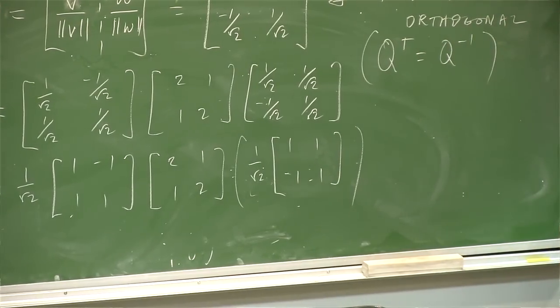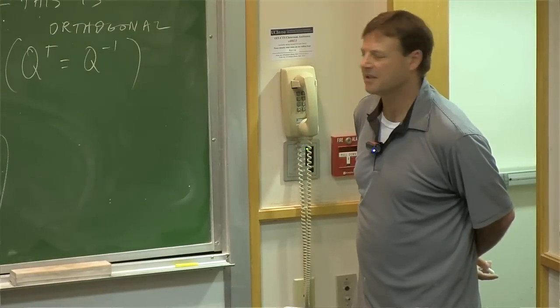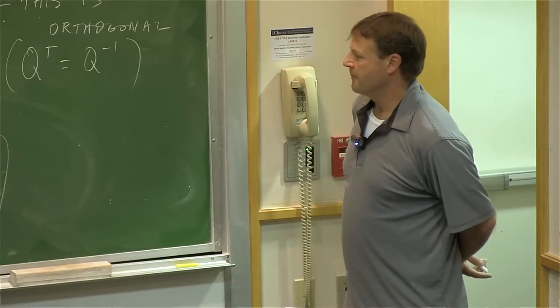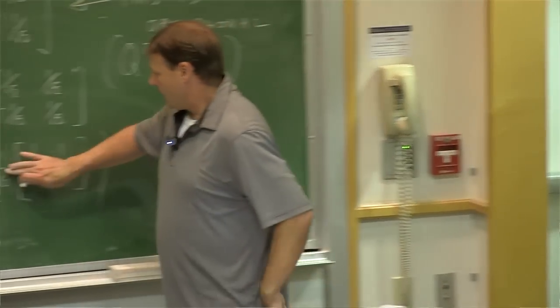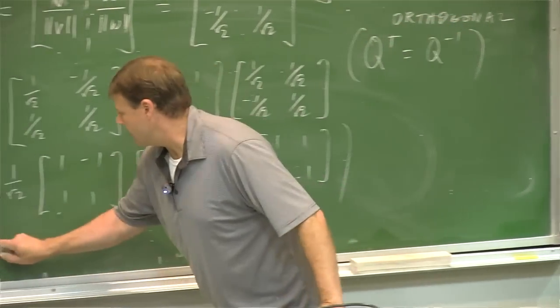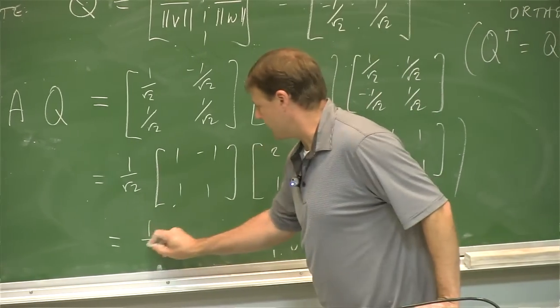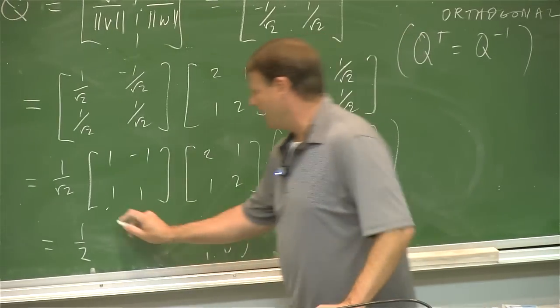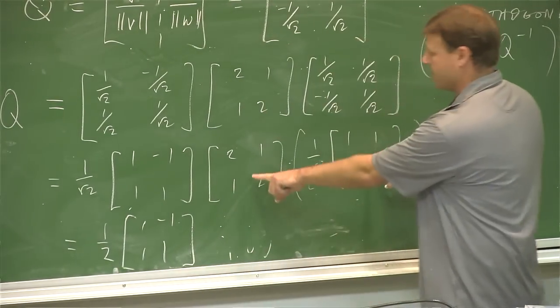All I did was just factor out the 1 over root 2, because it's so ugly, isn't it? Can we all agree that that's ugly? It is. And I don't really want to do any multiplication that involves that, if I can avoid it. So now I'm going to pull this 1 over root 2 and this 1 over root 2 together, and it just gives me a half. And then I'm going to keep this matrix, and I'm going to do this multiplication.